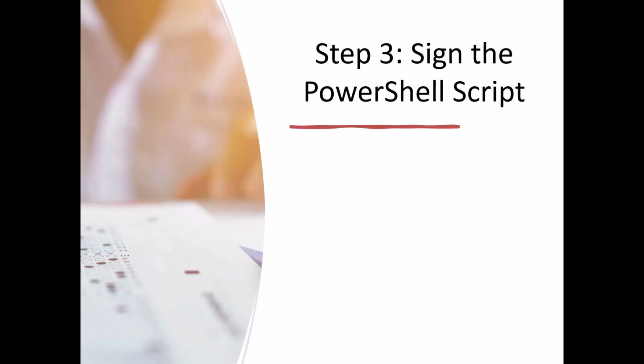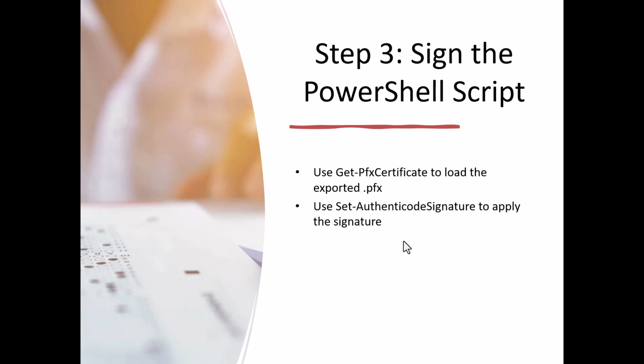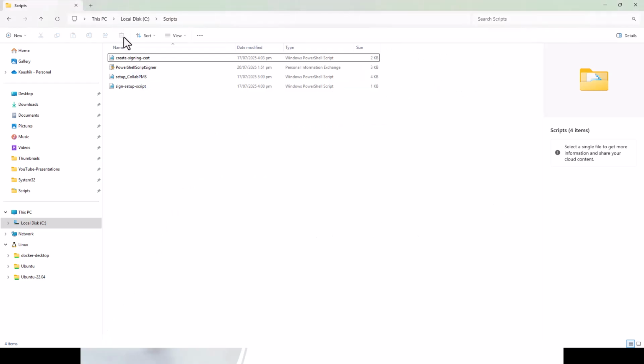Now let's shift to step 3. Sign the PowerShell certificate. Ultimately, use Get-PfxCertificate to load the exported PFX. Set-AuthenticodeSignature to apply the signature and verify the signature in script properties. Now let me tell you that we'll have to run this script first, and these two parts are the contents of that batch file, which is again at C scripts, so all scripts are here.